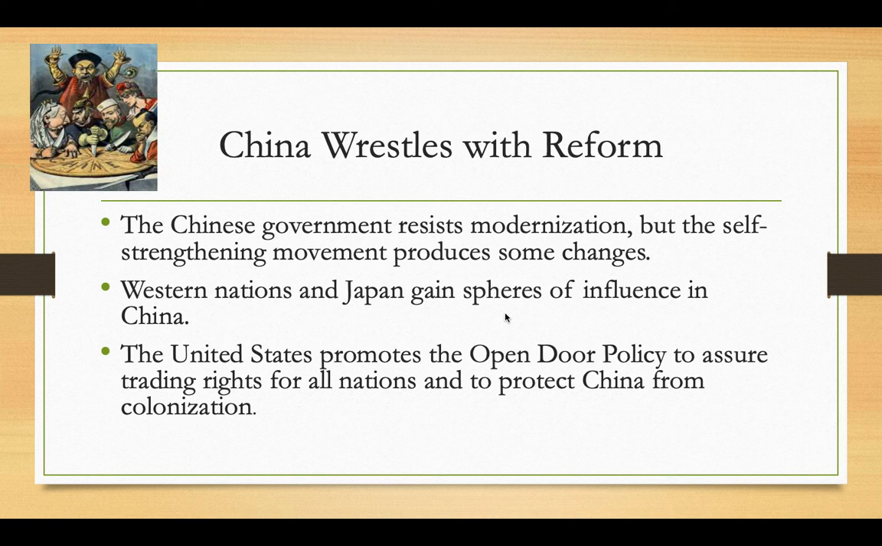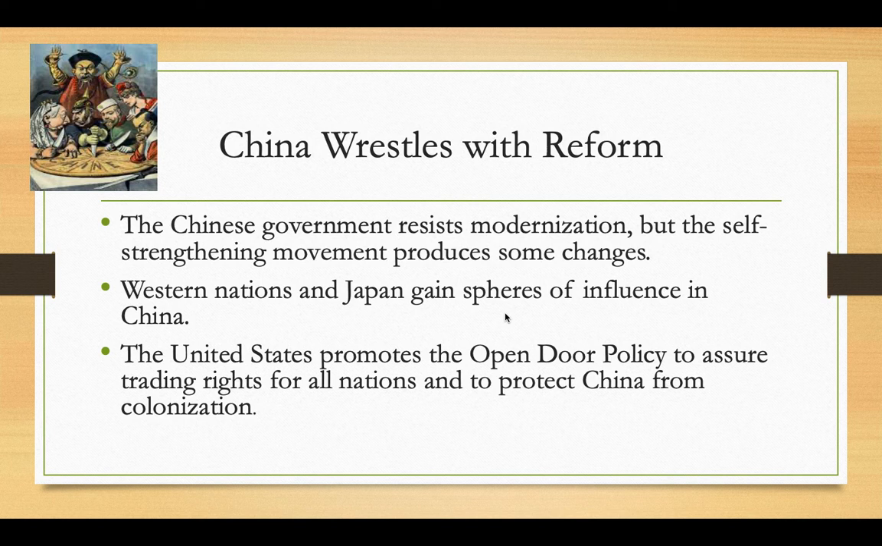So China is going to wrestle with reform. I mean, you do have the Chinese government resisting modernization, but the self-strengthening movement does produce some changes. Western nations and Japan are going to end up gaining a sphere of influence within China. We saw that with our Motives for Imperialism activity, where we were looking at the partition of China, and not only in a poem, but also in a political cartoon.